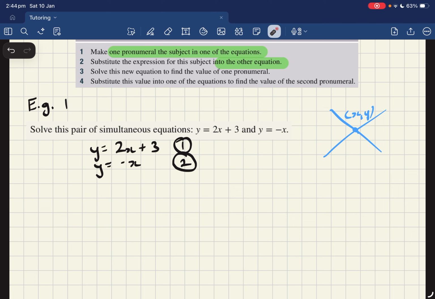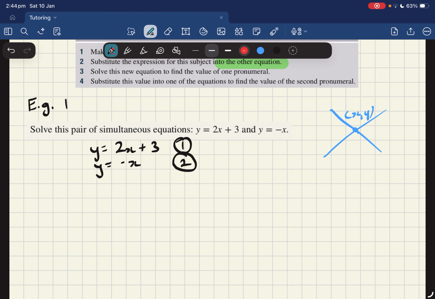So it doesn't really matter what we do, but what I'm going to do here is that because this negative x is equal to y, and this y is also the same as this one, I'm going to substitute negative x in place for this y over here. So what I'm going to say is I'm going to sub equation 2 into equation 1.